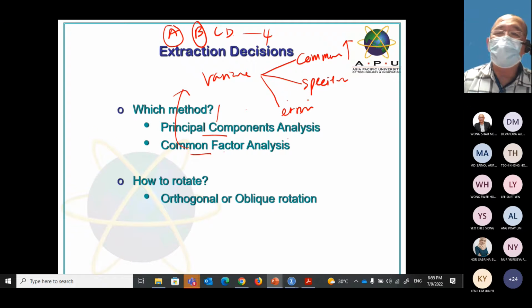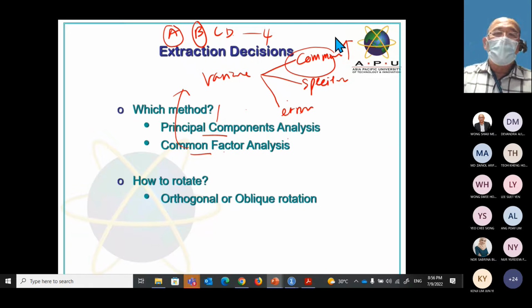Error means something that is some error, maybe due to sampling error. Or maybe the respondent did not tell the truth, and so on and so forth. So in general, high common variance is good. They will group together.